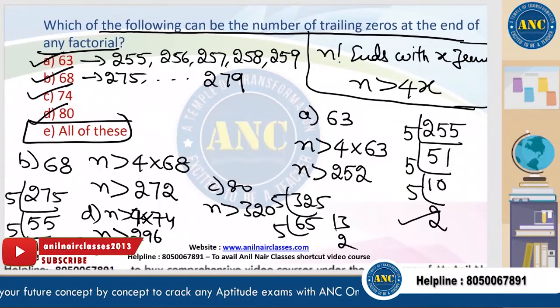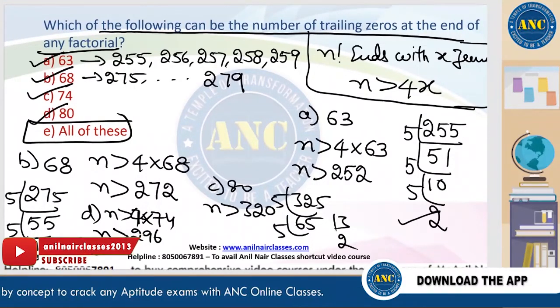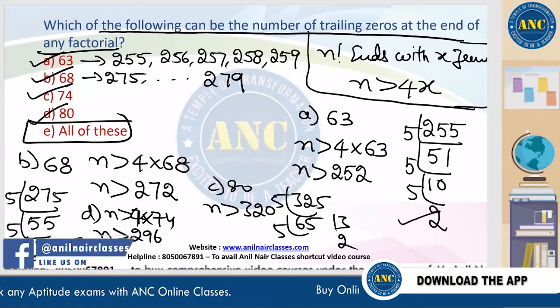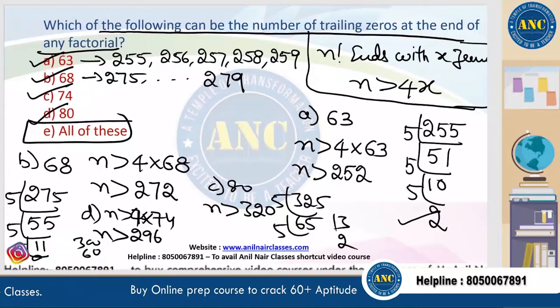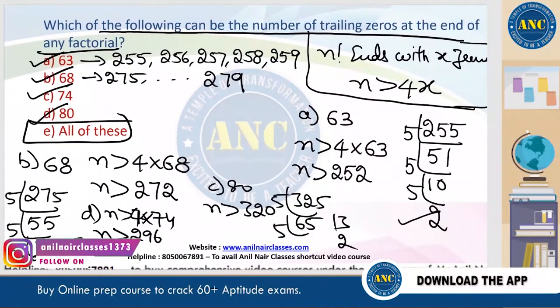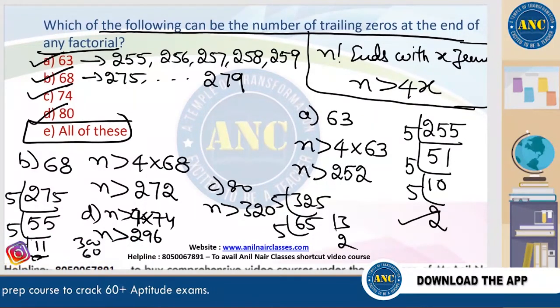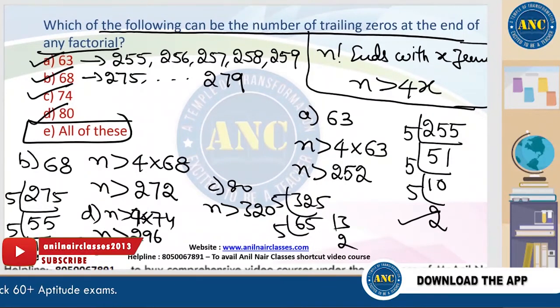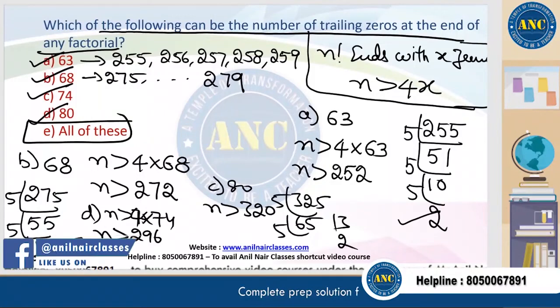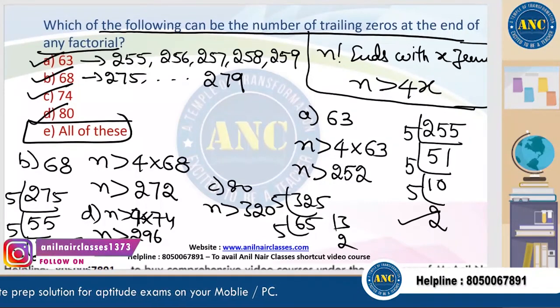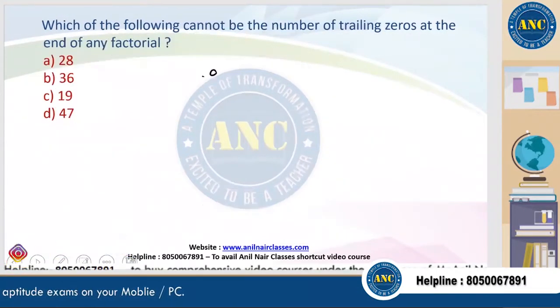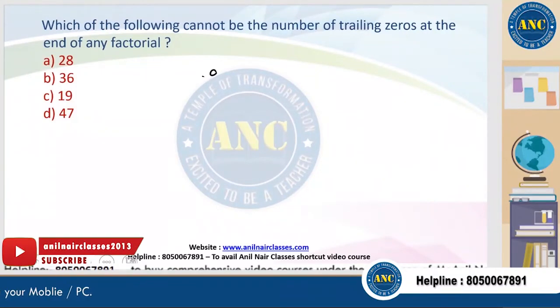When we got 63 and 68 only, we can say options A and B are satisfying. So answer will be all of this. When two options are satisfying, then only we can say that the answer is all of this. I hope they are all with me. If n factorial ends with x zeros, then n is greater than 4x. This is the concept. This you can solve.